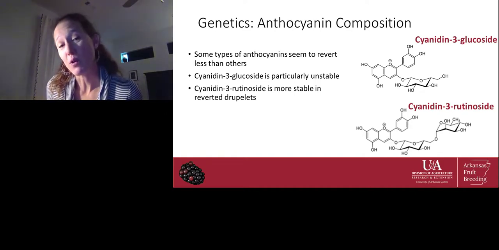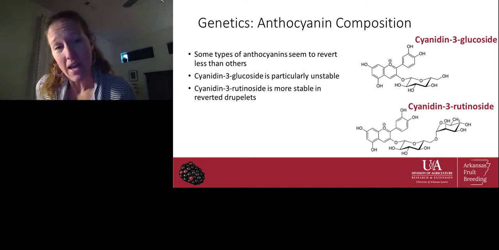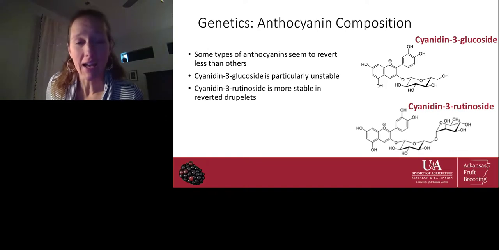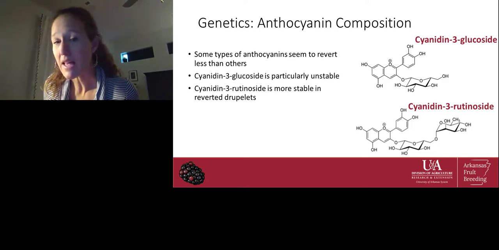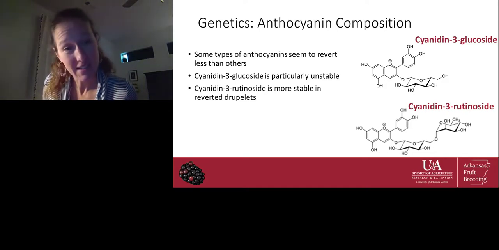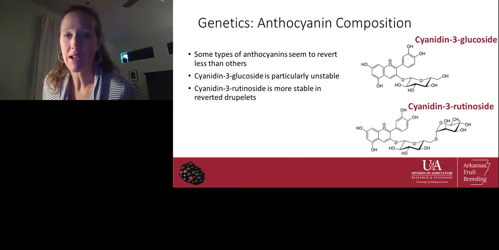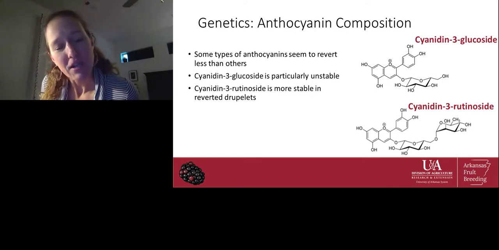We know based on the research by Max Edgley and by Kim et al. that some anthocyanin types seem to revert more than others. So cyanidin-3-glucoside, it's pictured up here. It's kind of a more simple anthocyanin. That is our main anthocyanin in blackberries, and it is particularly unstable. But there's another anthocyanin, cyanidin-3-rutinoside, that is not nearly as common as cyanidin-3-glucoside, but it's also found in blackberries. And here it's pictured on the right down here, and it's got this extra sugar group on there.